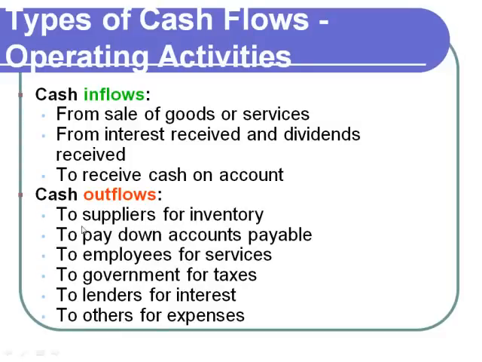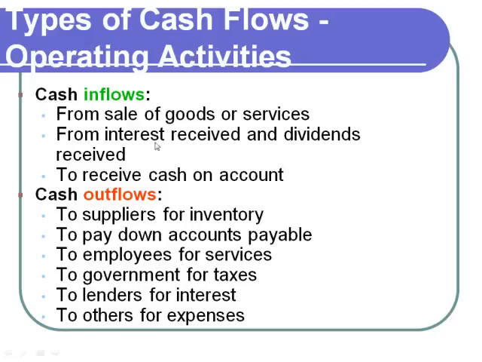Cash outflows. A company pays its own suppliers for inventory. So if Costco buys 100 Vizio big screen televisions, they pay Vizio for those televisions. A company pays down accounts payable. A company buys something on credit and then it pays it down. A company pays its employees, the government, short-term lenders, or anybody else for expenses, utility expenses, rent expenses, supplies expenses.